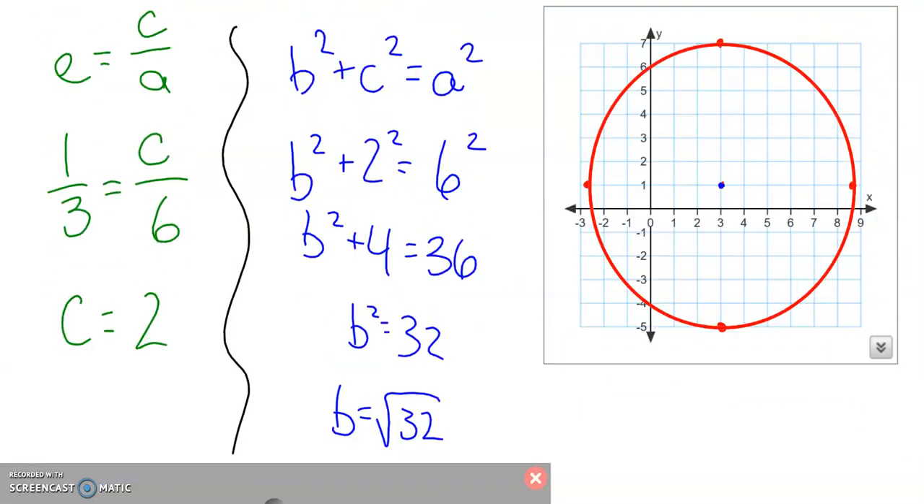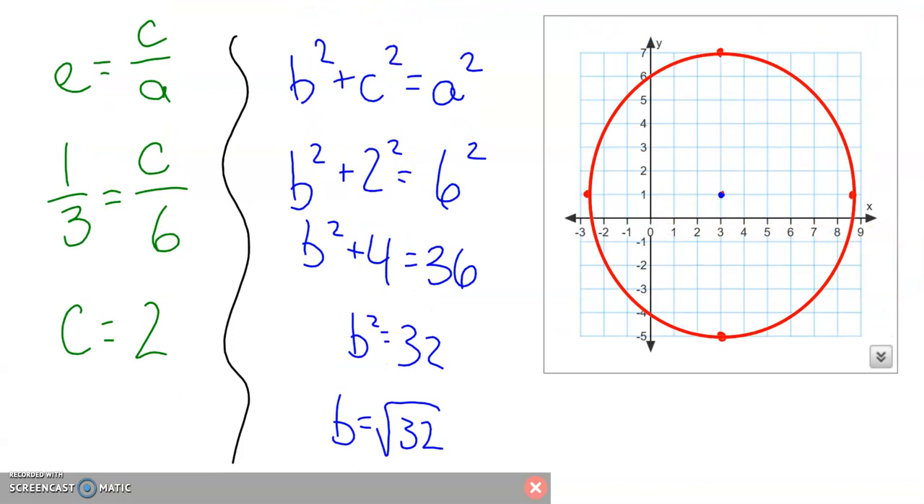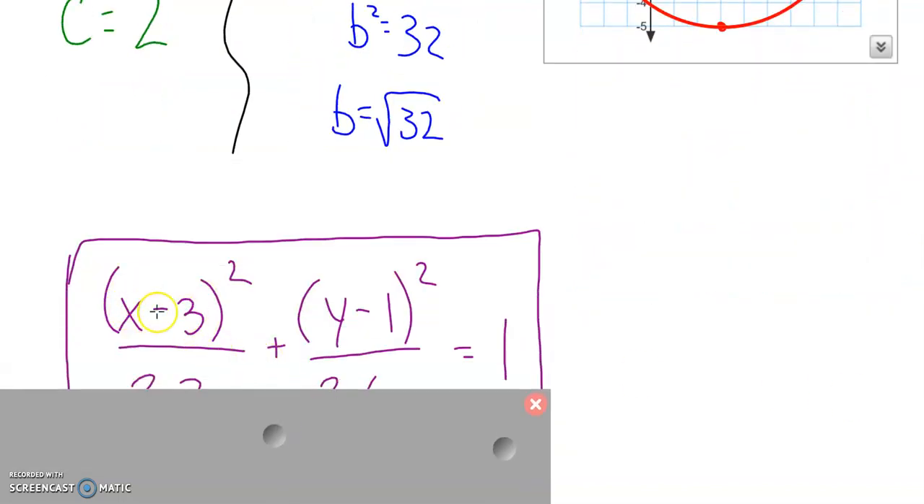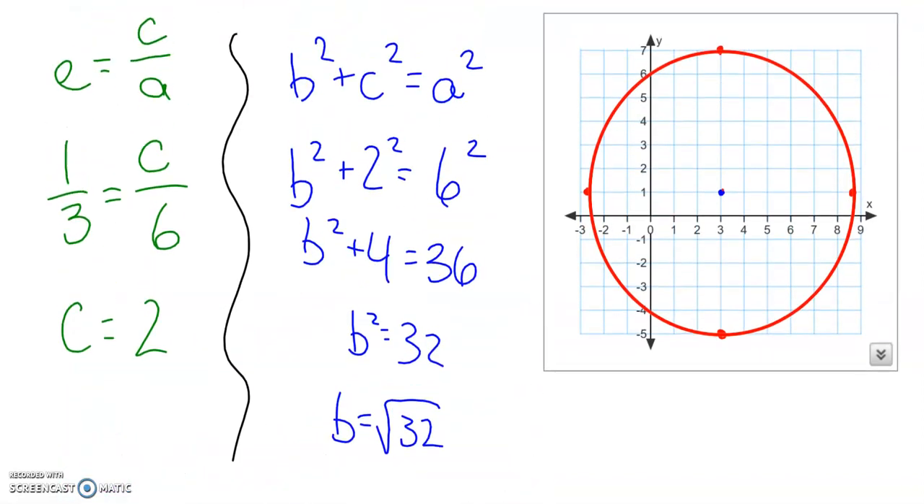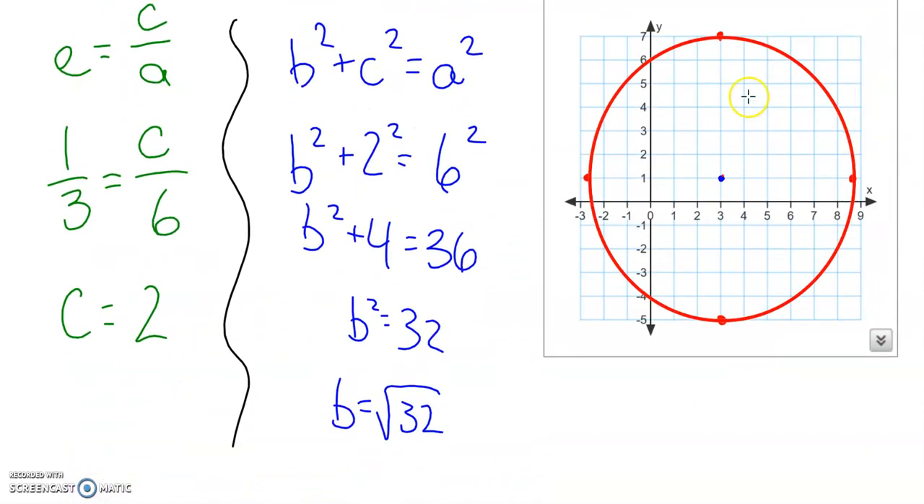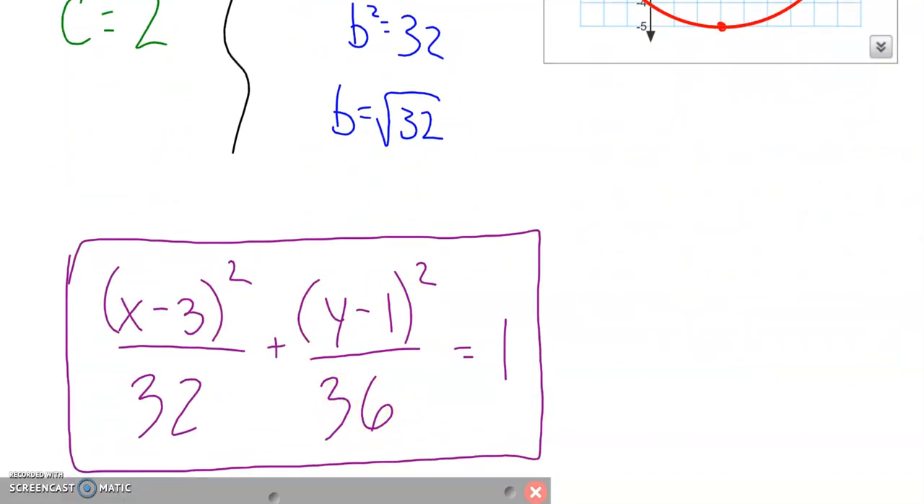Then to write an equation for this ellipse, it's centered at 3, 1. So there's where 3 goes, x minus 3, and then a y minus 1 there. And then in the x direction, it's stretched out by the square root of 32. So in the x direction, I'm going to square that number and put it down there. And then in the y direction, it's stretched out by a factor of 6. That's the semi-major axis. So that's going to be 6 squared down there, which is 36.